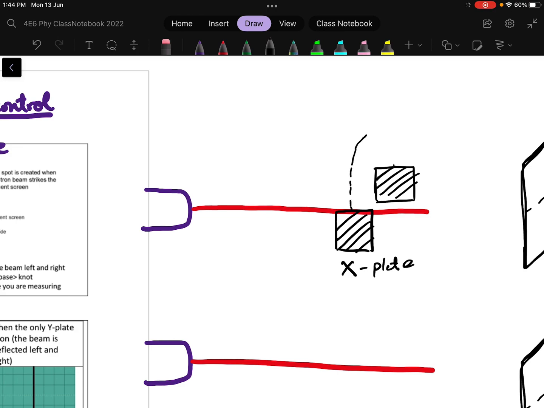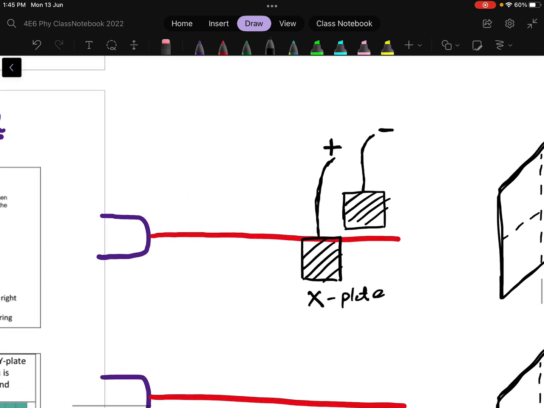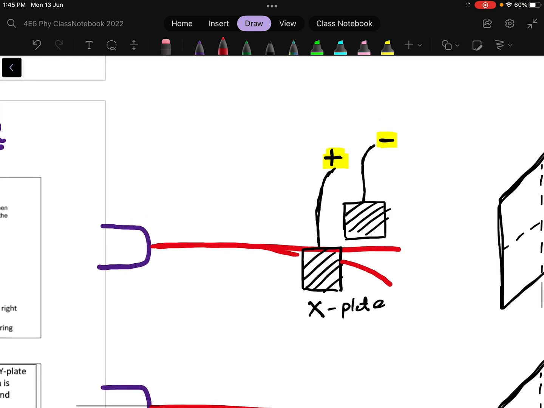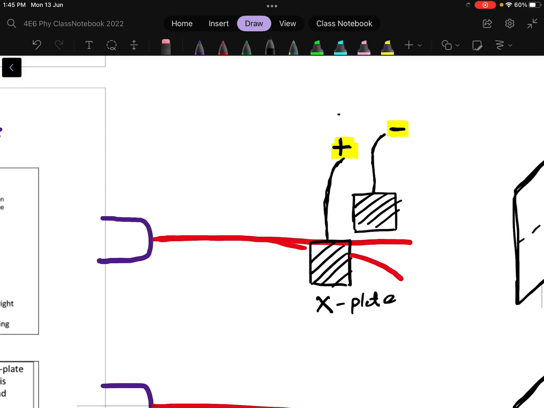Now these two plates are connected to the oscilloscope, and basically what the oscilloscope does is that it will give it a certain charge. At some instance, it will give it a negative charge, maybe a positive charge and a negative charge. What is the effect this will have on the cathode ray, which means the beam of electrons? Because this side is positive, this side is negative, right? The beam will actually bend towards the positive X plate.